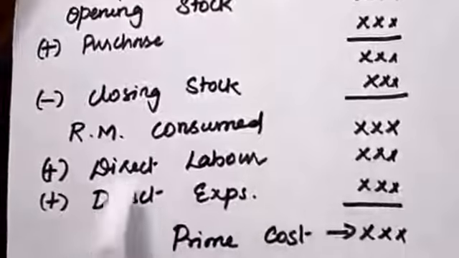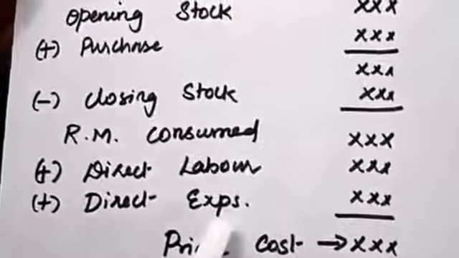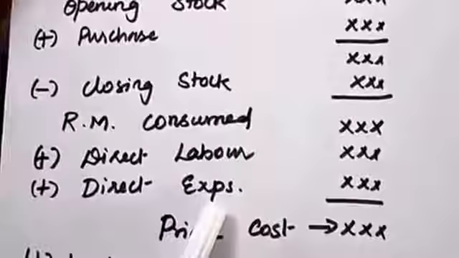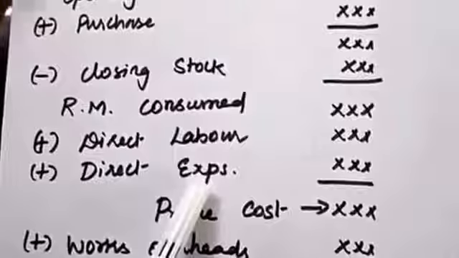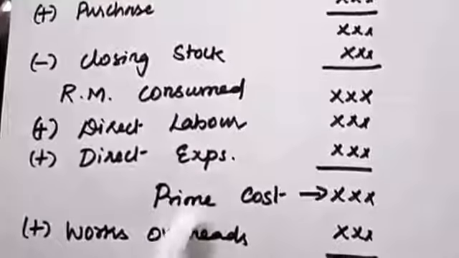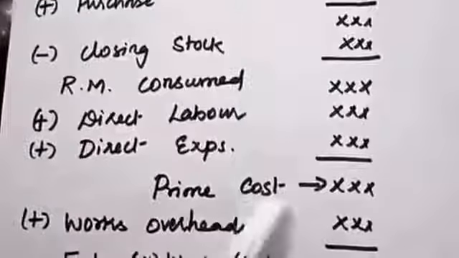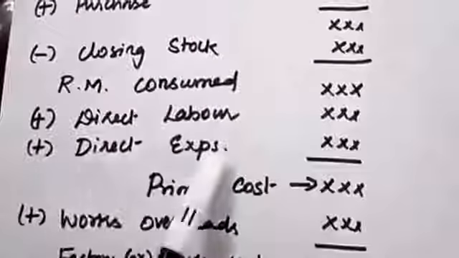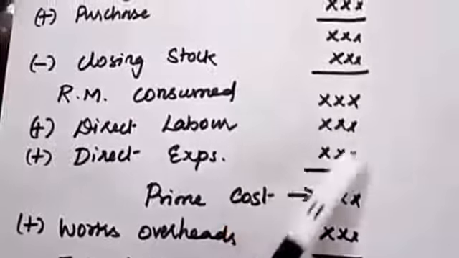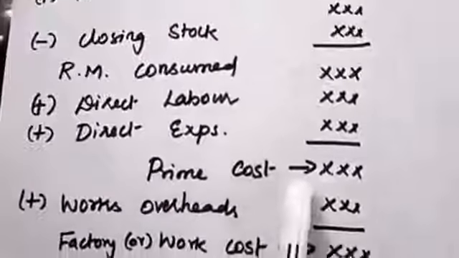And add direct labor and direct expense. I explained, these three expenses are related to the elements of cost, related to production, and are called prime cost. So prime cost is nothing but direct material used, direct labor, and direct expense. All these three things combined are called prime cost.